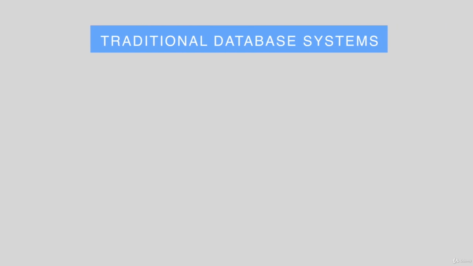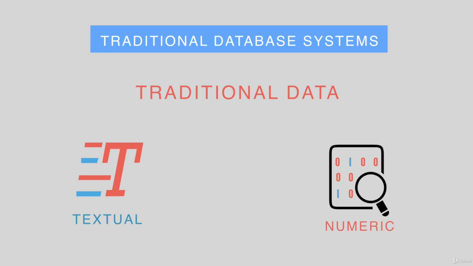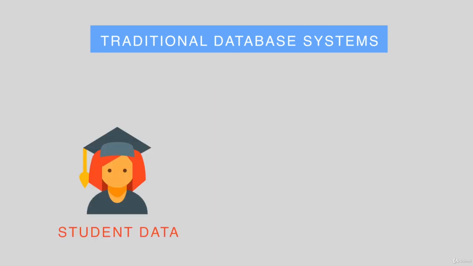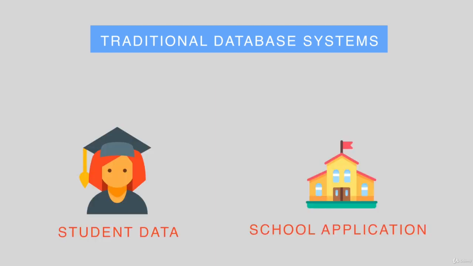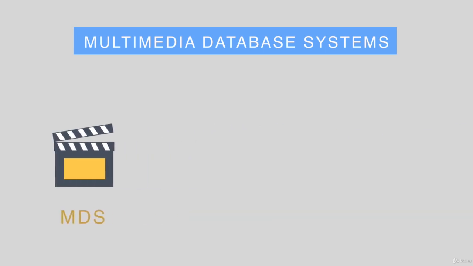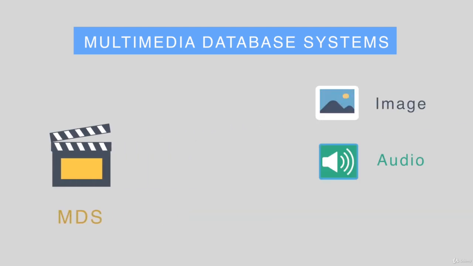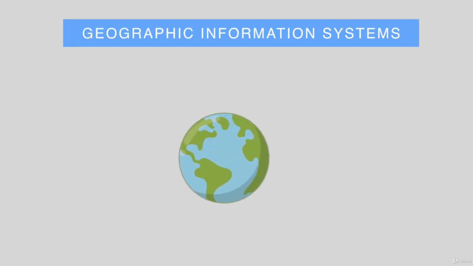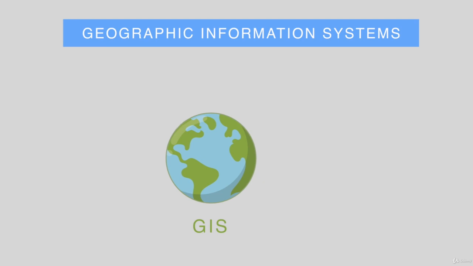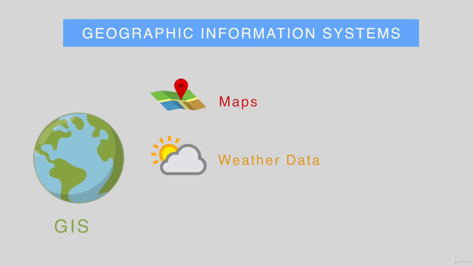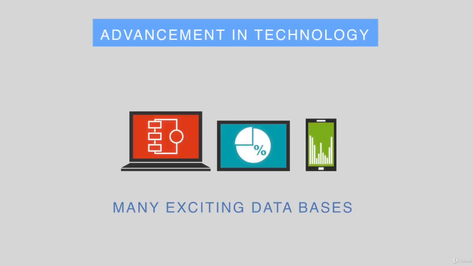Traditional database systems are used to store traditional data such as textual or numeric data, for example, storing student data in a school application. Multimedia database systems are used to store images, audio, and video clips. Geographic information systems, GIS, are used to store complex data like maps, weather data, satellite images, etc. For example, Google Maps. Due to the advancement in technology, many exciting database systems were designed.